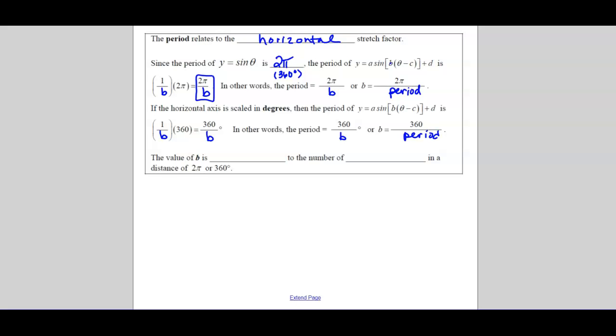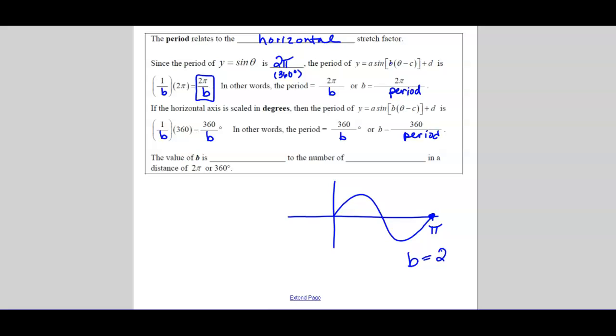And what is a neat property then with sine functions? So let's say we had that sine graph. So the period there is pi, right? So what is our b value if the period is pi? 2, okay?